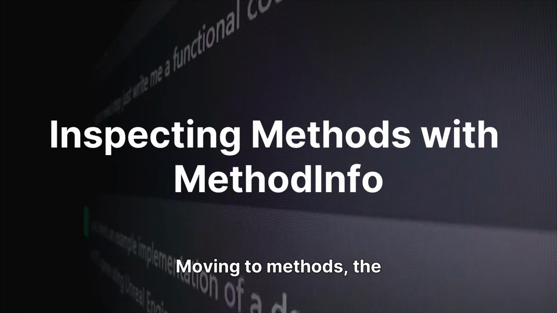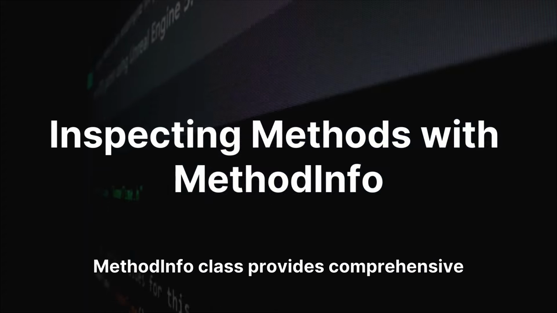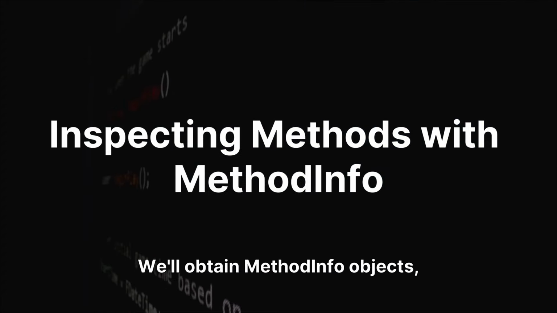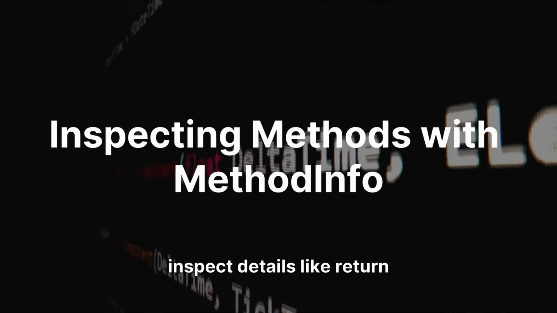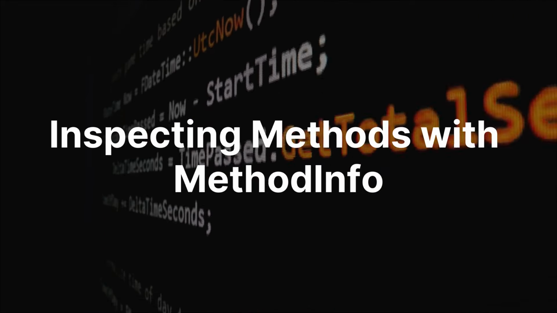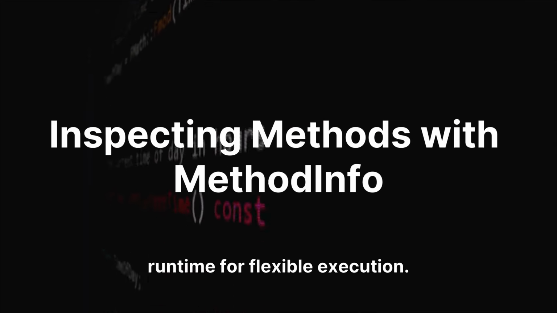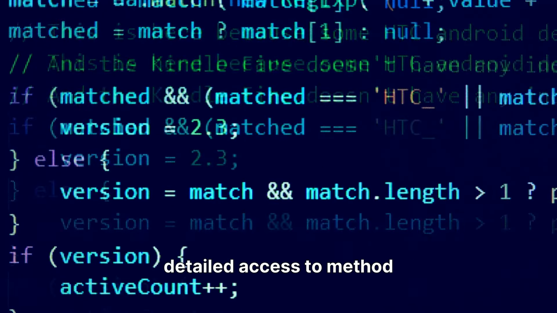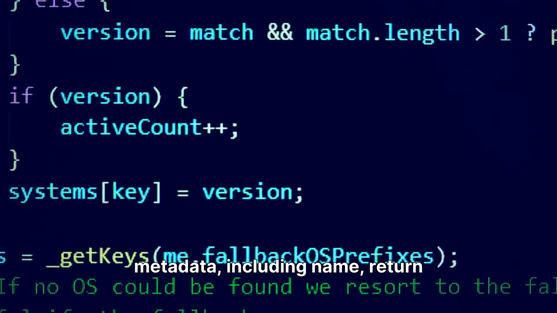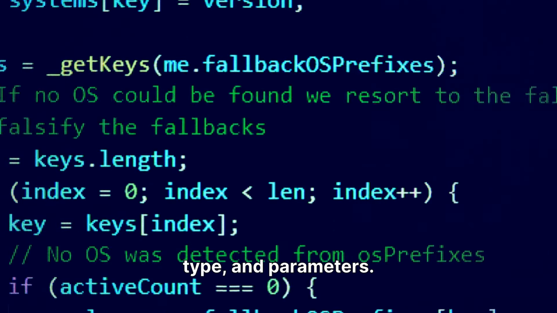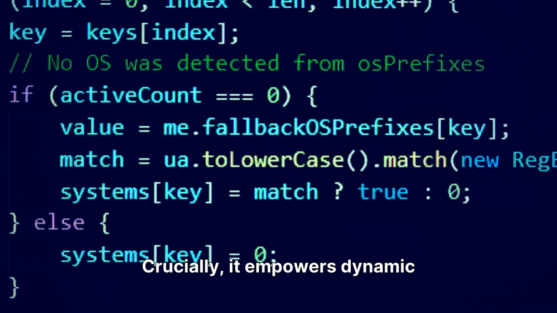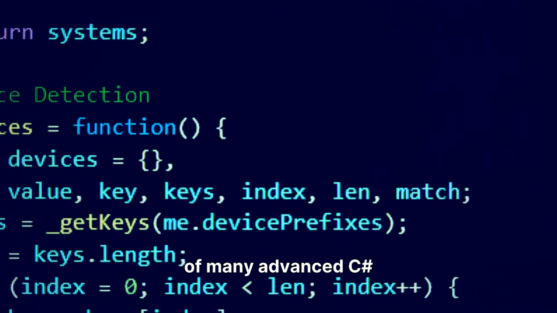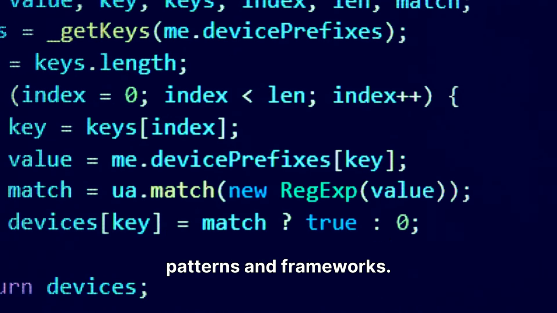Moving to methods, the MethodInfo class provides comprehensive access to method metadata. We'll obtain MethodInfo objects, inspect details like return types and parameters, and dynamically invoke methods at runtime for flexible execution. The MethodInfo class provides detailed access to method metadata, including name, return type, and parameters. Crucially, it empowers dynamic method invocation, a cornerstone of many advanced C# patterns and frameworks.